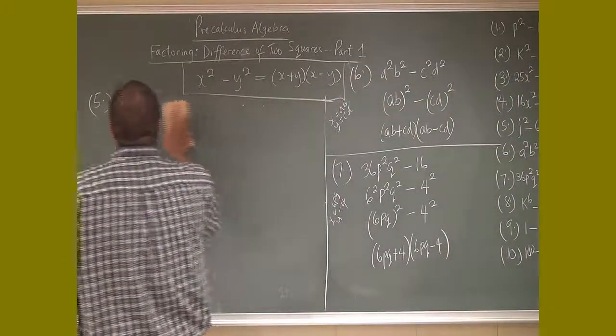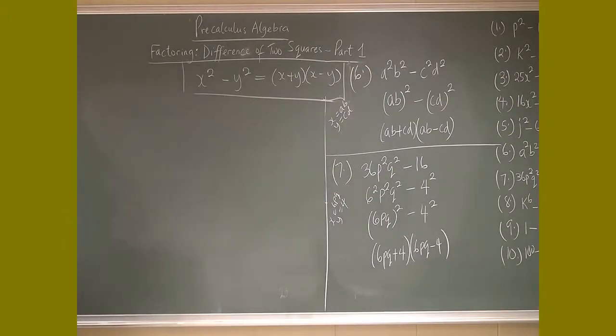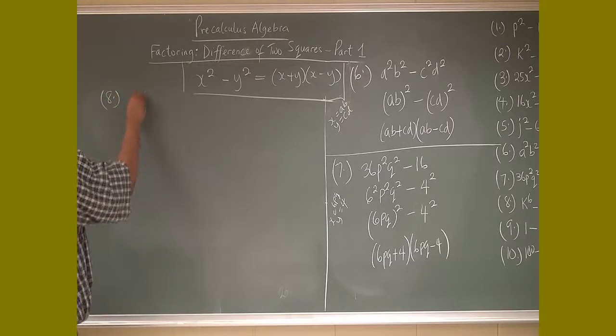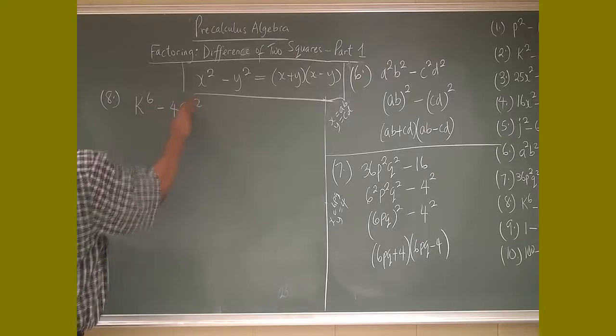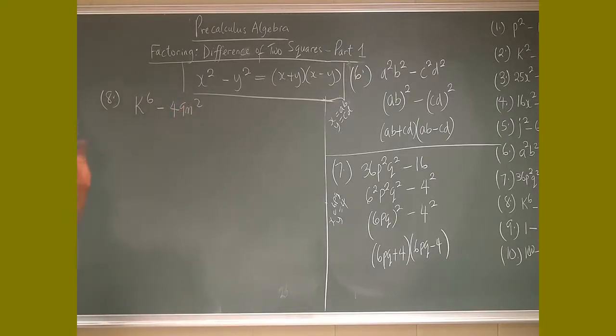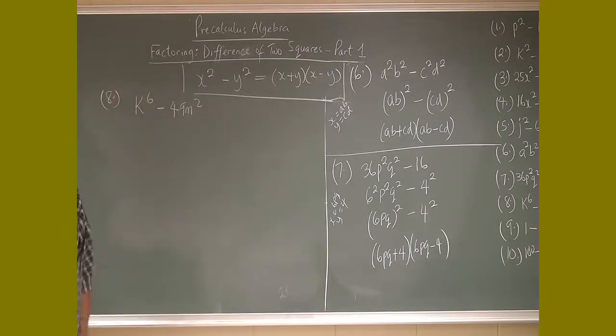Okay, question A. We are halfway through the problem. A, k raised to power 6 minus 49m squared. You know, why I have 16 problems is that I want to touch everything. I want to touch all the varieties, you know, kind of questions you might experience.